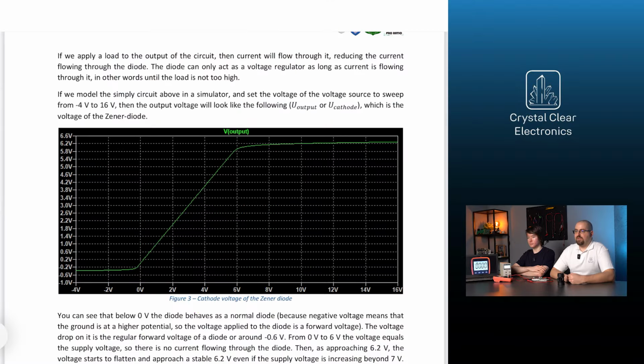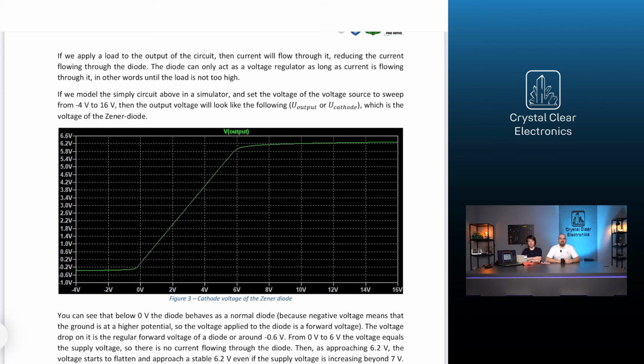If we model this simple unloaded circuit in a simulator and set the voltage of the voltage source to sweep from -4 volts to 16 volts, then the voltage at the cathode of the Zener-Diode will be as shown here. The horizontal axis shows the input voltage of the circuit, and the vertical axis shows the voltage of the Zener-Diode, so the output voltage of the circuit.